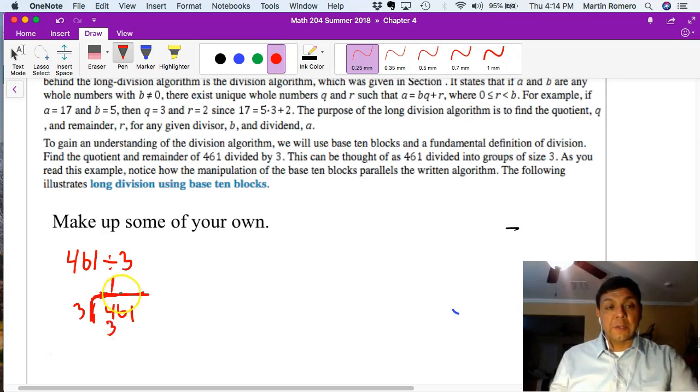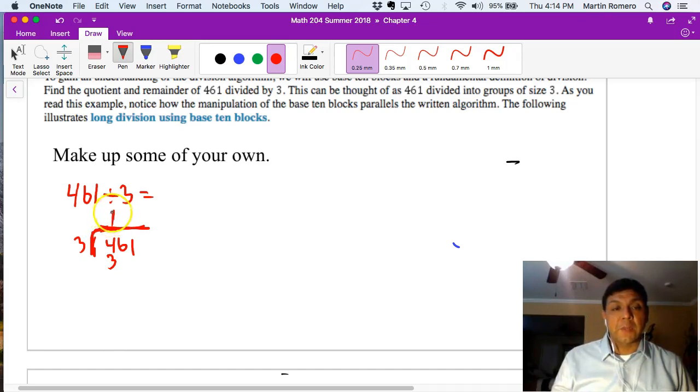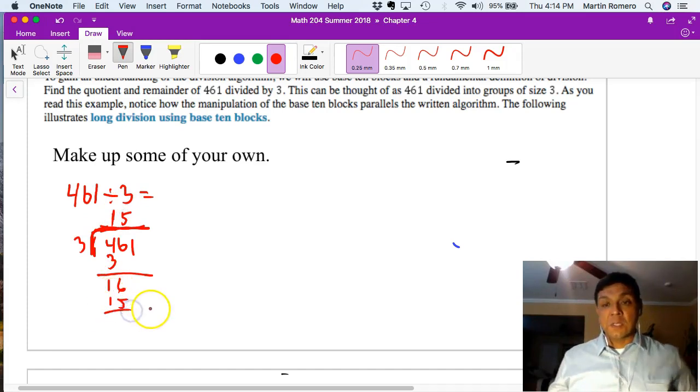And then you write 1 times 3. Now when you're really thinking about this, it doesn't make that much sense, because you're really asking 461 divided by 3, and then you ask how many times does 3 go into 4? Even though that 4 represents 400, it's kind of confusing. 1 times 3 is 3, and then you subtract. You bring down the 1. Does 3 go into 16? Yes, 5 times, and so 3 times 5 is 15.